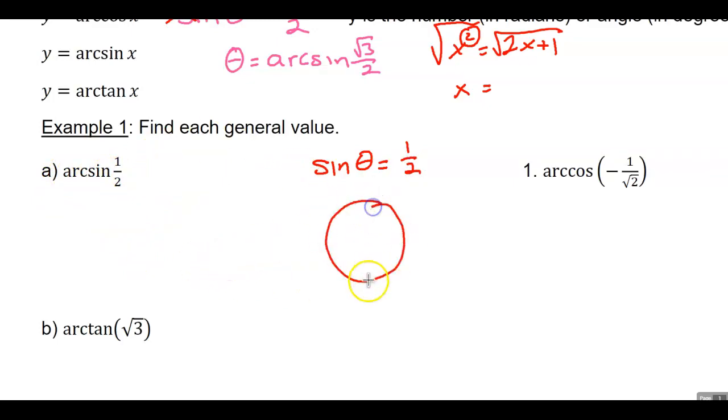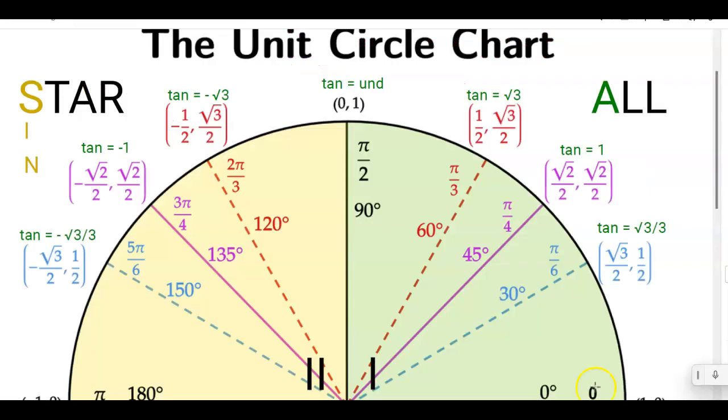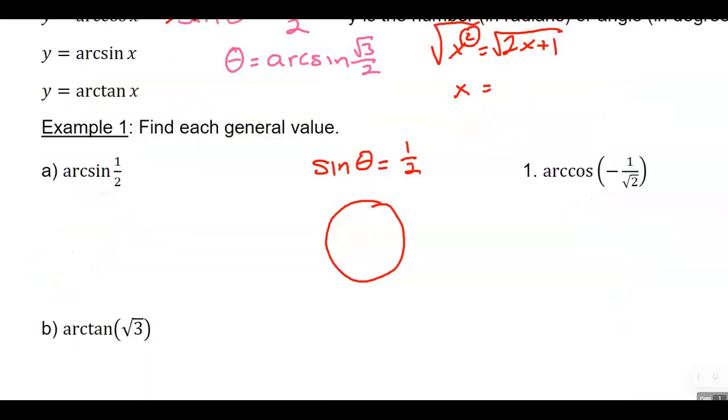So we can go to our unit circle, if we have it printed out, and ask, where does it equal 1/2? Of course, sine being the y-coordinate, the rise, we'd say right here at pi over 6, and over here at 5 pi over 6. Those would be our two. So pi over 6 and 5 pi over 6 would be our answers. As they appear, I'm marking it down. They appear right here and right here.